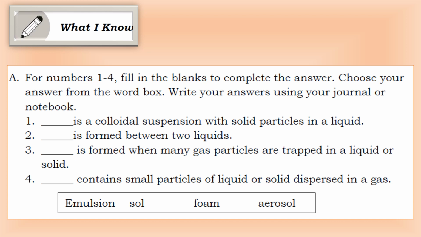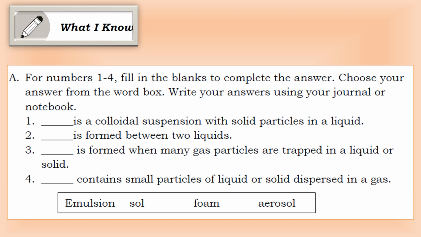But before we learn the module, you have to answer first the What I Know section of the module. For numbers 1 to 4, fill in the blanks to complete the answer. Choose your answer from the words in the box. Write your answers using your journal or your science notebook. You will see 4 words inside the box, and those 4 words are the answers to the questions.